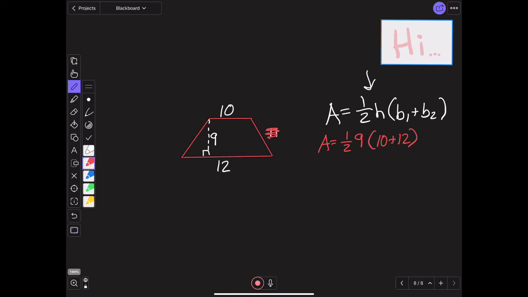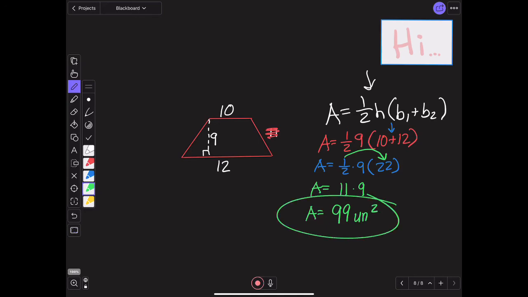Okay, following Aunt Sally's rules, I have to do parentheses first. So I have 1/2 times 9 times 22. And then what I'm going to do here is do half of 22 first, which is really easy. So I have 11 times 9. And then my final answer, which makes this super easy, is 99. Now, this would be area, so I'm just going to say units squared for my answer for area. So the area of the trapezoid is 99 units squared.